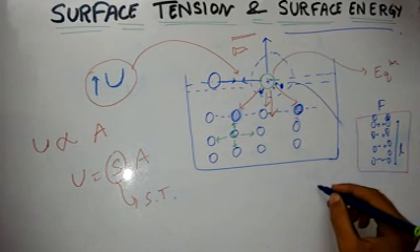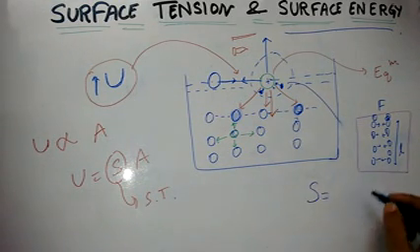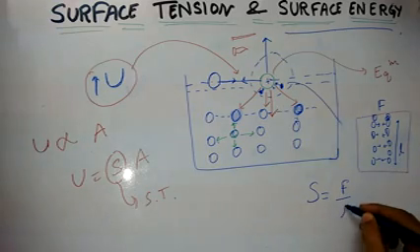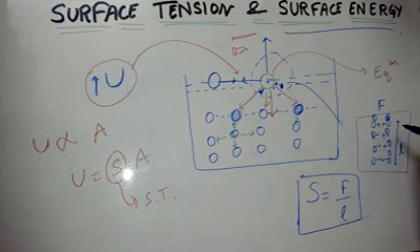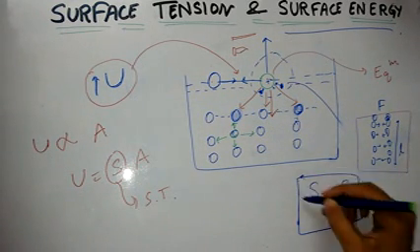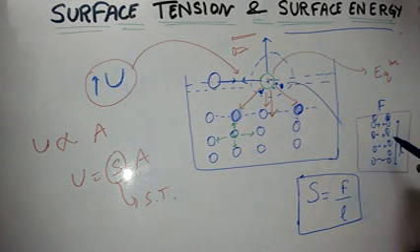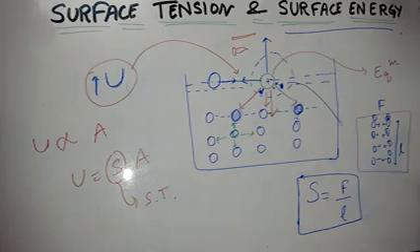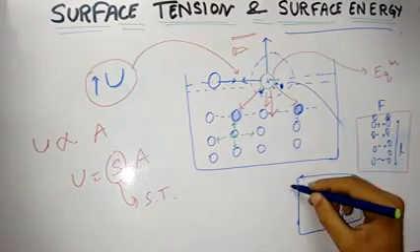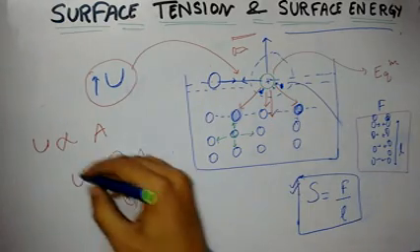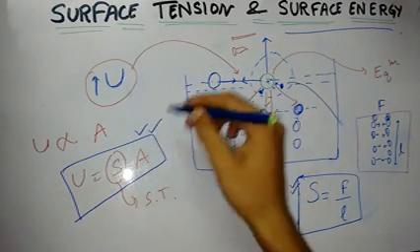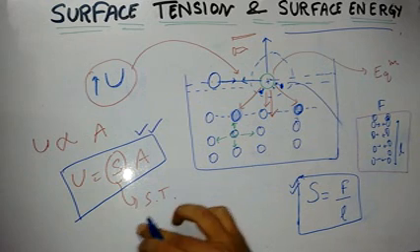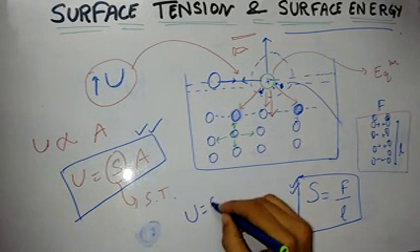So what is surface tension? Surface tension is force per unit length. Okay, force per unit length. It's like an average, you can say the force between the two molecules. So both are important results, and you've got to remember them, they are beneficial to remember. U is equal to SA.